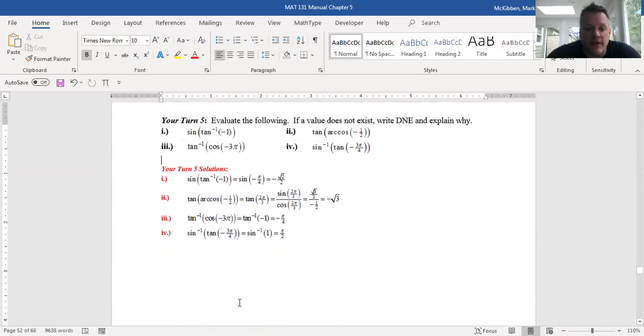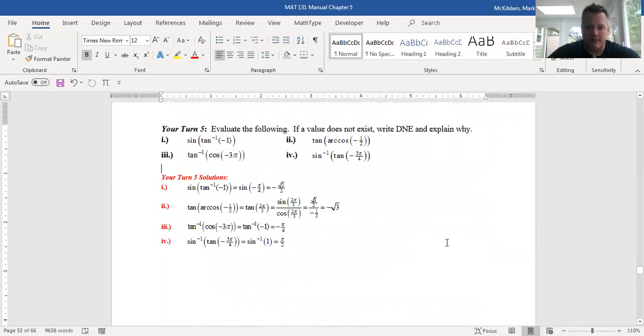All right, so let's take a look at them. All right, so for the first one, sine of tan inverse of -1. The tan inverse of -1 we already saw to be negative pi over 4. And then sine of negative pi over 4, you're going clockwise by pi over 4 so that you're down in the fourth quadrant. The value of sine of a multiple of pi over 4 in the fourth quadrant is negative root 2 over 2. And so that's how we're getting that answer.